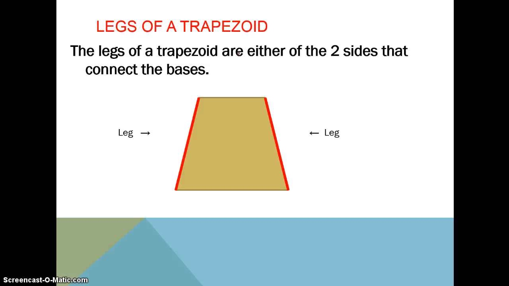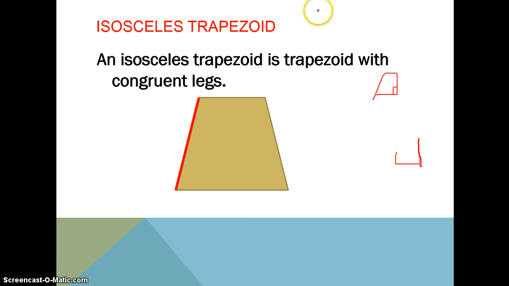If it's an isosceles trapezoid, which we'll talk about in just a bit, the legs are congruent, but not all trapezoids have to have that. Here's our isosceles trapezoid. An isosceles trapezoid is a trapezoid with congruent legs. And of course, congruent means same shape, same size.